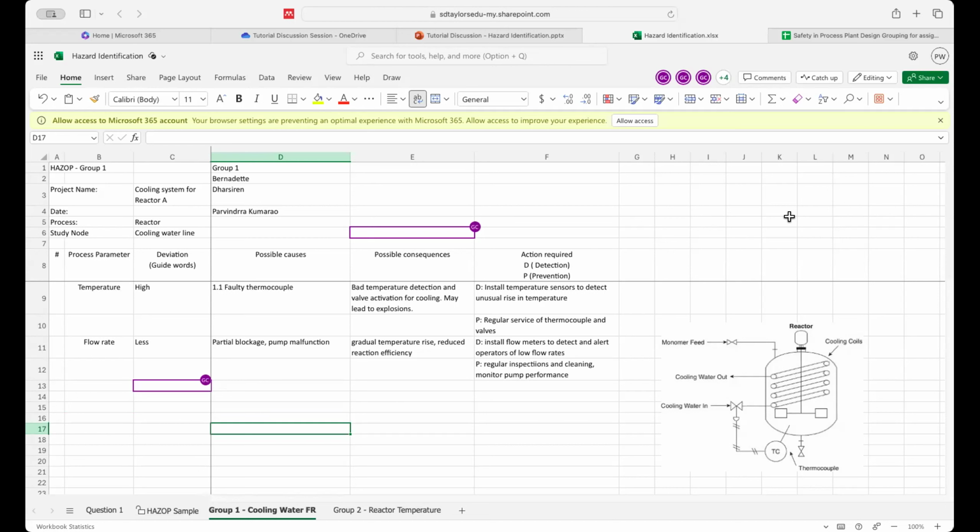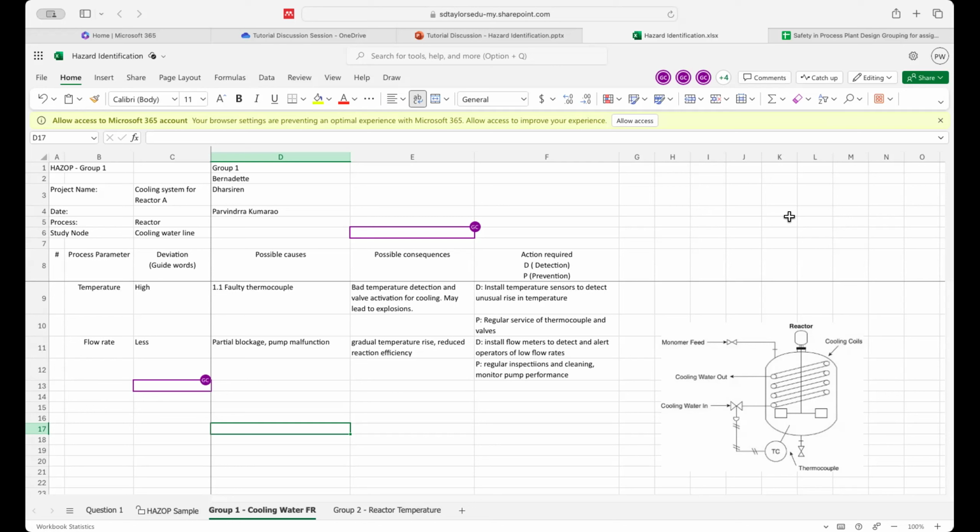And the action required for this to be detected is to install flow meters to detect and alert operators of low flow rates so that they can rectify it. And the prevention action is regular inspection and cleaning and monitoring of the pump performance.